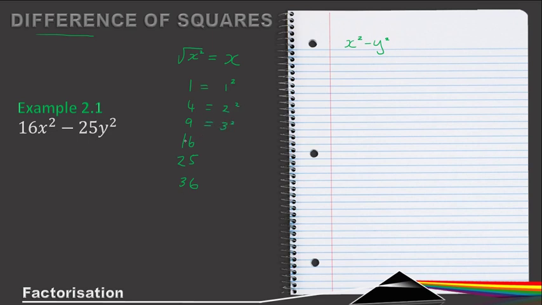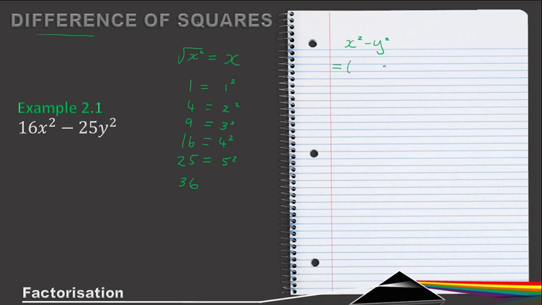So if you know these numbers off by heart, then it would also be much easier to identify them. So just to write these out as well, 4 squared and 5 squared. So if I see that I have two terms, both are perfect squares, and there's a negative in between them, then I know for sure this is difference of squares.